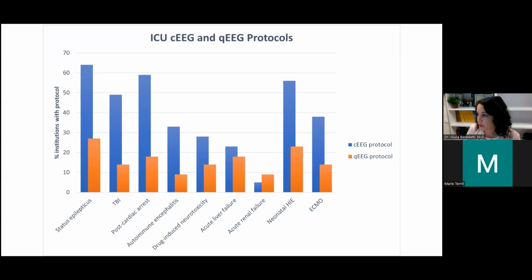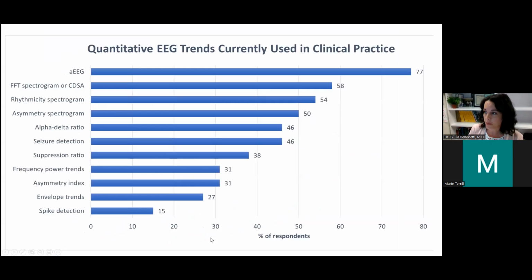This is a summary of the different protocols that centers that are using quantitative EEG have, and it's comparing the continuous EEG protocols to the quantitative EEG protocols, which are in orange, and they parallel each other nicely. The most common protocols for quantitative EEG were things like status epilepticus, so again, that seizure detection and help with management. And then different encephalopathies, like after hypoxic ischemic injury, neonatal asphyxia, and then acute liver failure was another common one. These were the most popular trends that people are using.